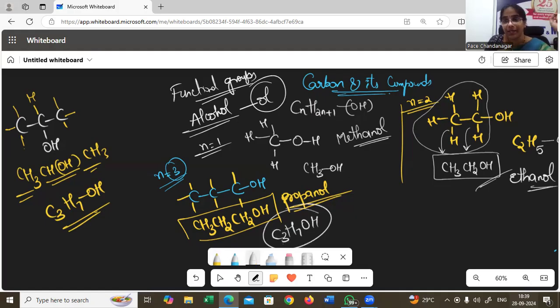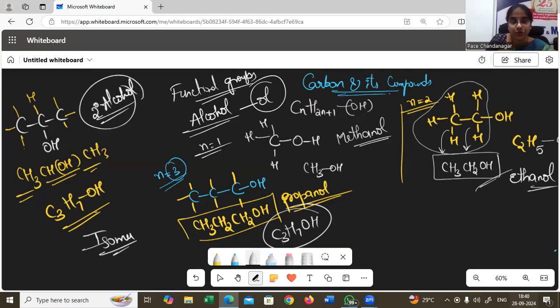These two are isomers. What do you mean by isomers? Isomers are nothing but same molecular formula but different structural formula. This is a 2-degree alcohol. This is called a 2-degree alcohol. And why is it a 2-degree alcohol?